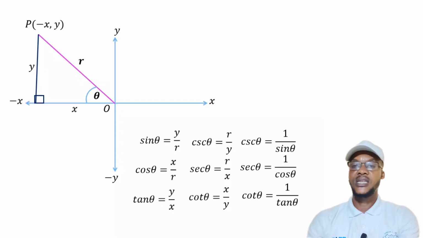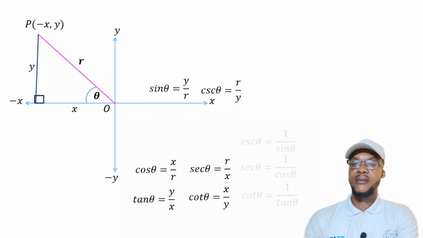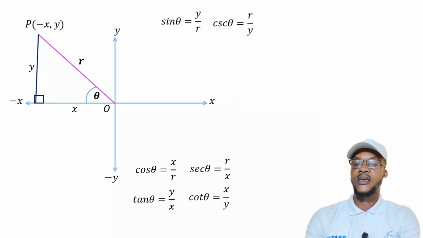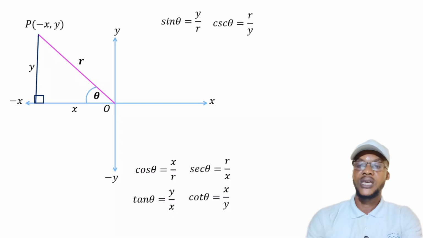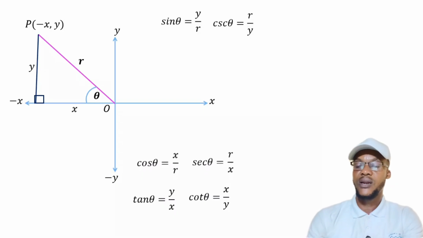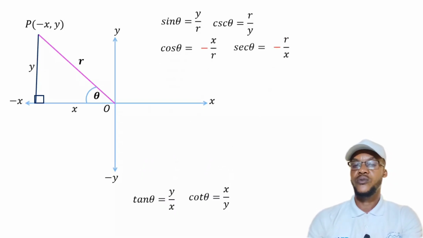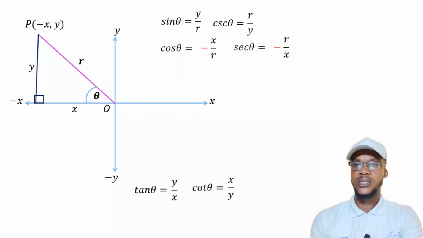So we see that sine and its reciprocal, they are all positive. What about cos? Because cos is not in that quadrant, cos will be negative and its reciprocal. What about tan? Tan the same. It is also going to be negative. So have you gotten the concept now?